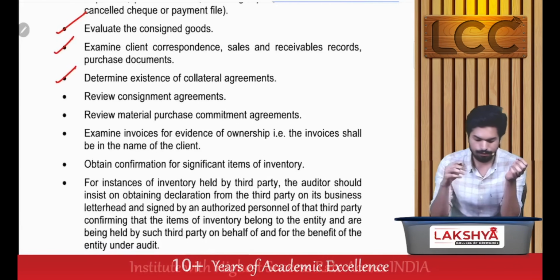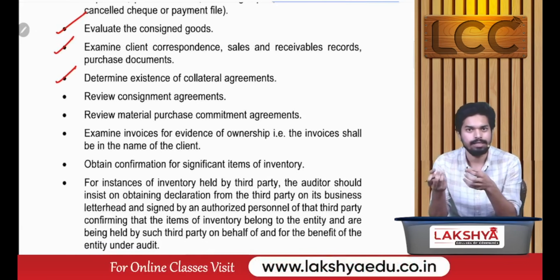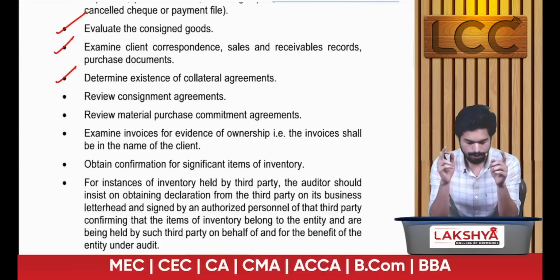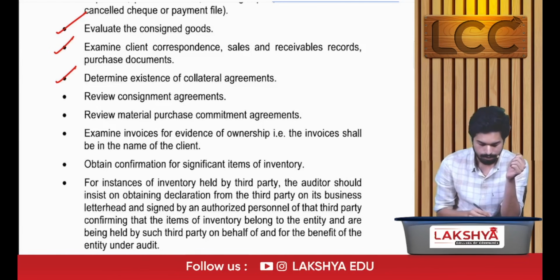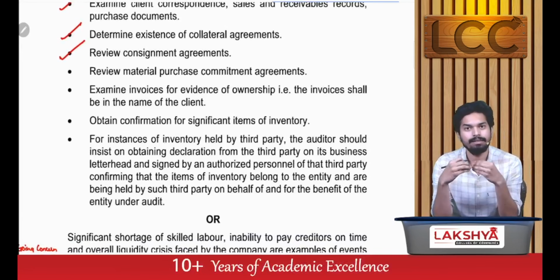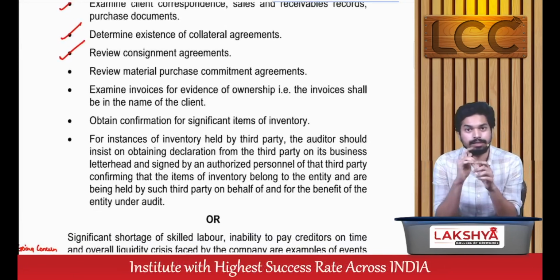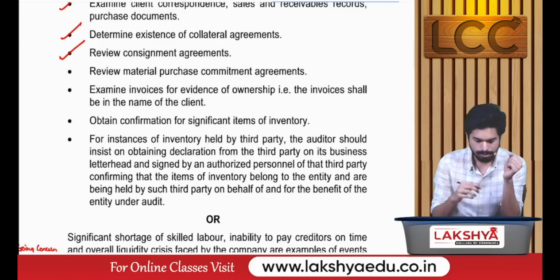Next, examine client correspondence, client communication, sales and receivable records, data records, purchase documents, etc. Determine existence of any collateral agreements. Suppose if entity has pledged its goods for securing some loan, for that you need to determine the existence of the collateral agreements. Next, review consignment agreement. Sometimes entity will deliver the goods to someone, to consignee, for sale. For that you need to review the consignment agreements.